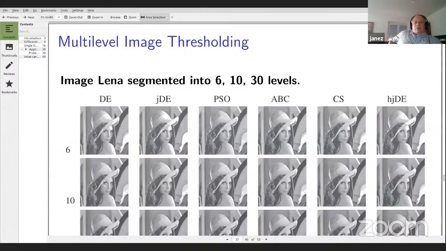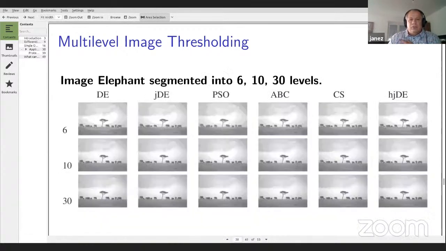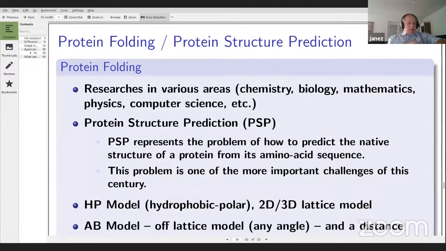Then we used DE also for image thresholding. Here is some work, and also some other photos. I hope you see that it is multi-level. Here is a black and white image, but it can also work for colored pictures.